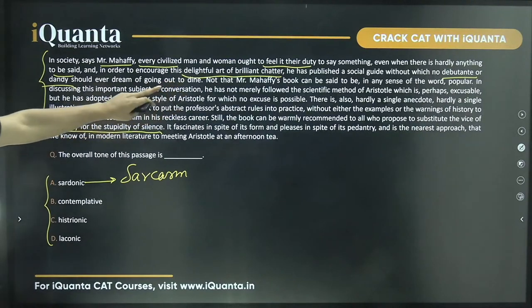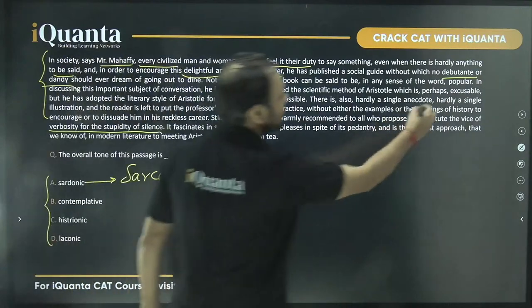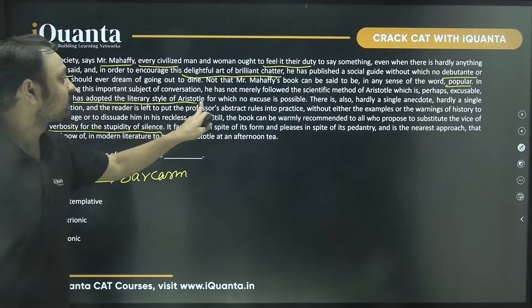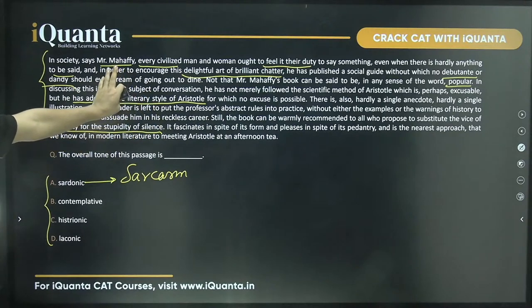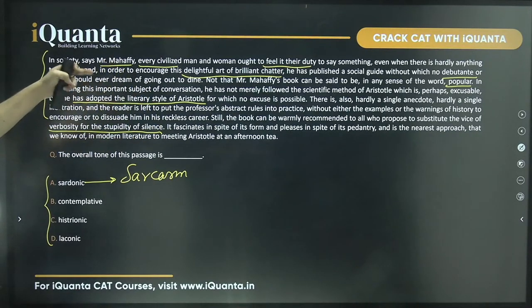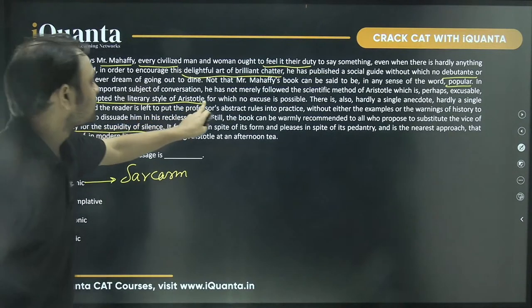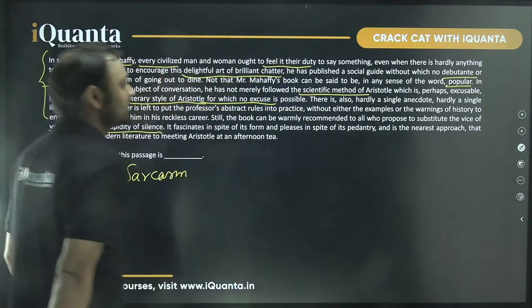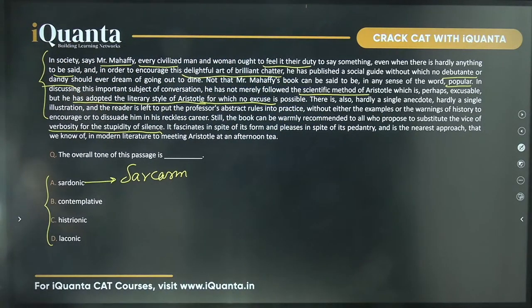Not that Mr. Mahaffey's book can be said to be popular in any sense of word. It cannot be said to be popular. And it's okay that he has tried to adopt literary style of Aristotle. For that he can be forgiven. But now he cannot be forgiven for trying to copy his style, for which there is no excuse. And if he had only tried to follow the scientific method of Aristotle, then perhaps it is excusable.